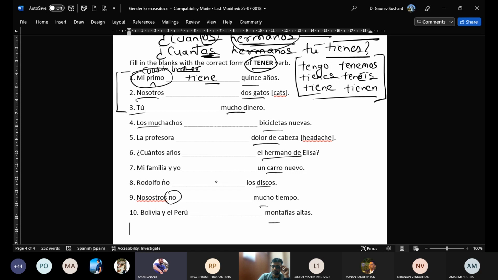So my cousin has some number years. So he is 15. So my cousin brother is 15 years old, and you have used third person singular for the correct reason. Why? Because here mi is my. So my is basically an adjective, so it is not any subject. Primo is a noun, which is cousin brother, so third person singular subject it will be. So according to that third person singular, you have to use tiene. If you already know this whole thing, then it's very good. Tell me, number two.